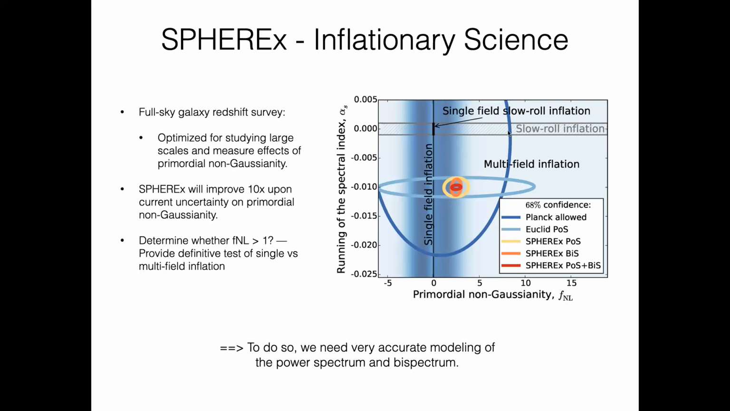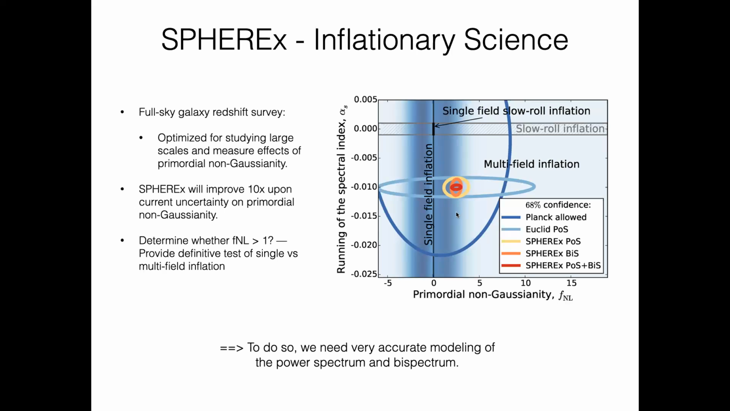And so far, you can see with Planck, we have roughly an error bar of 5 on how much non-Gaussianity there is. But what is interesting is that if you can start shrinking the error bars, like SPHEREx will be able to do with its various power spectrum and bispectrum measurements, you'll be able to start distinguishing between single field and multi-field inflation.